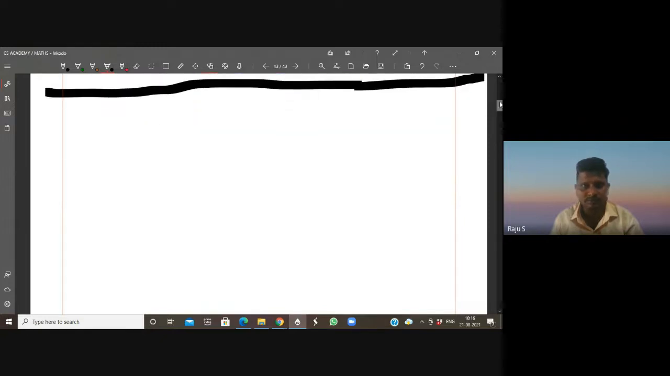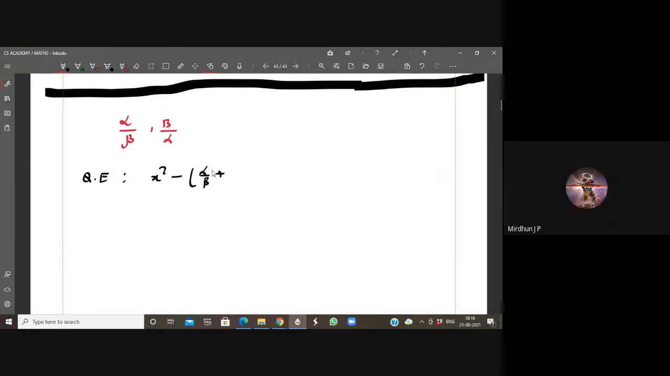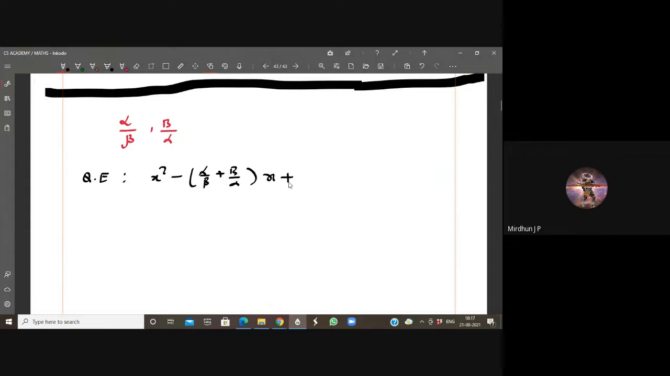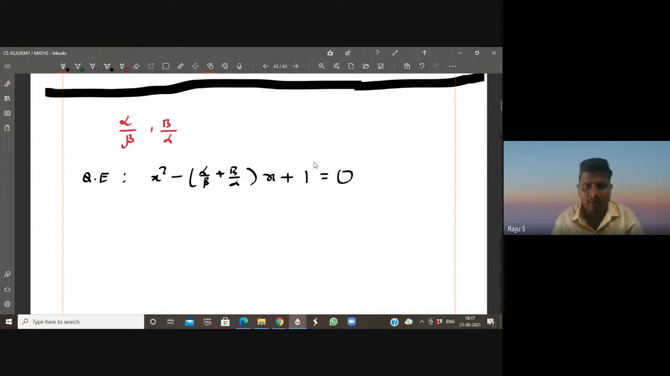Next one. Here we try to find the quadratic equation whose roots are alpha by beta, beta by alpha. If these are the two roots, then the required quadratic equation is x square minus (alpha square plus beta square by alpha beta) x plus 1 is equal to 0. Only the thing is, here you require to find alpha by beta plus beta by alpha value.